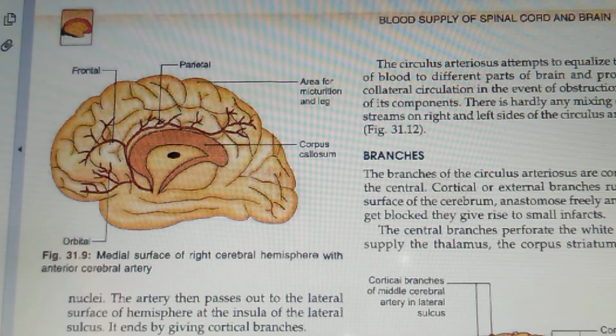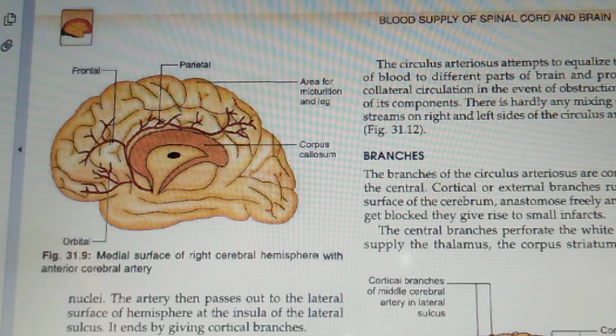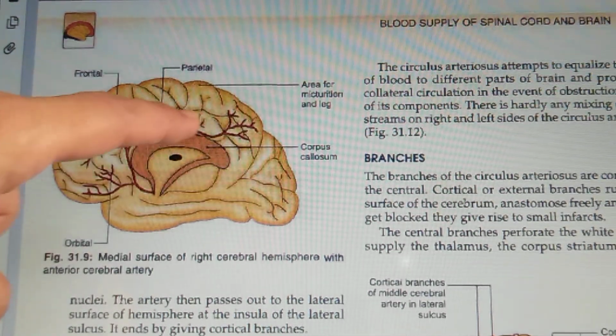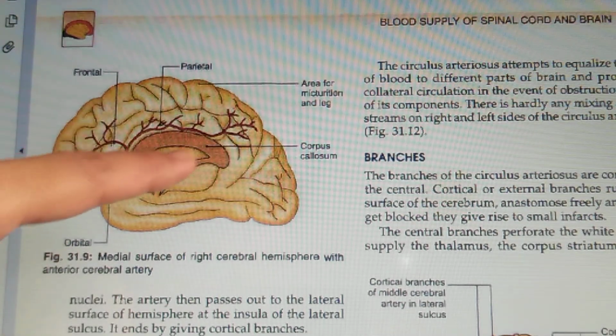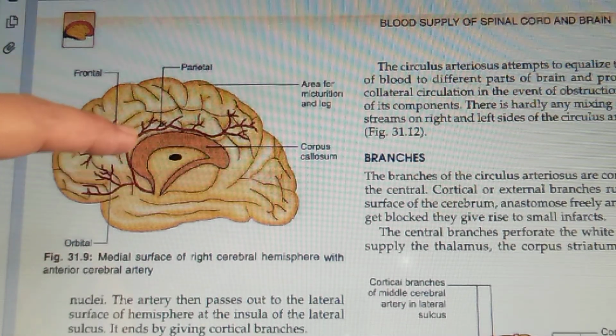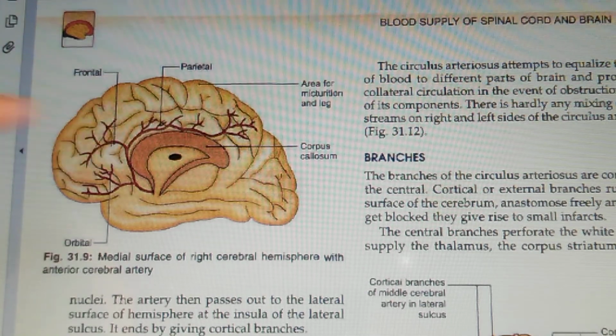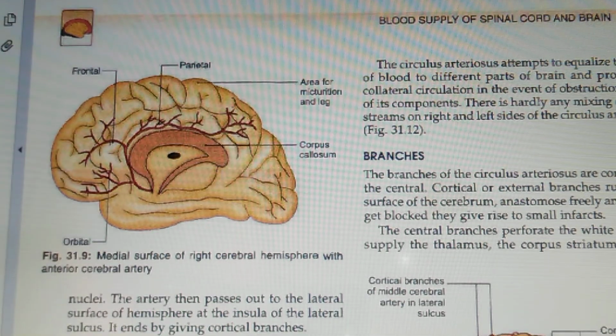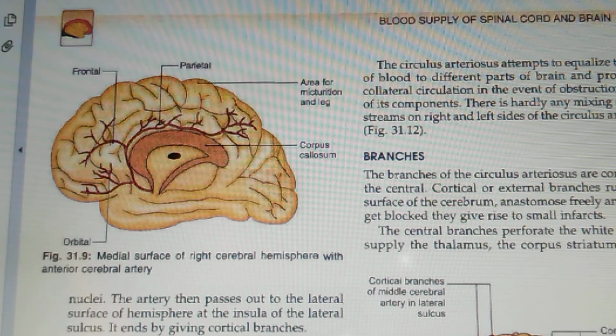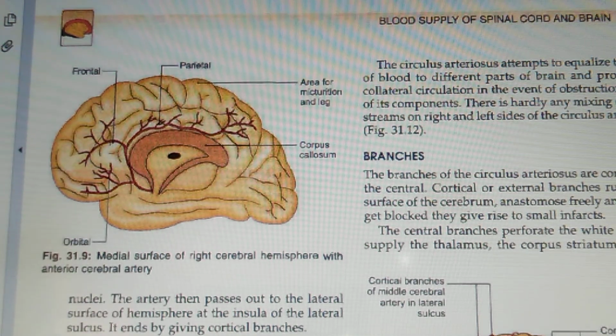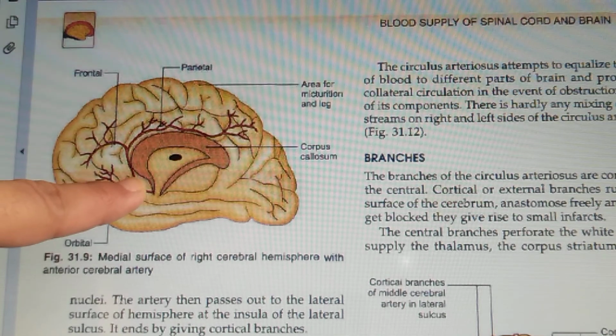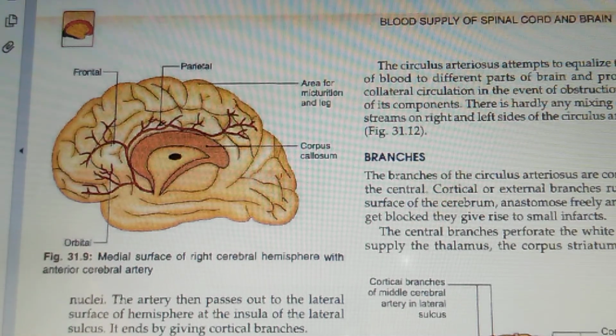It is the terminal branch of the internal carotid and it runs above the optic nerve to follow the curve of the corpus callosum, right? This is the corpus callosum and it is forming the curve around the corpus callosum. Close to its origin, this artery is joined by the anterior communicating artery, right? Where it originates, it is again joined here by the anterior communicating artery.